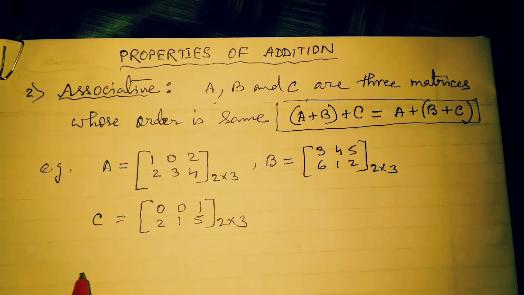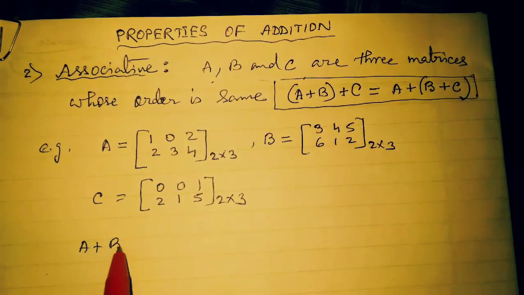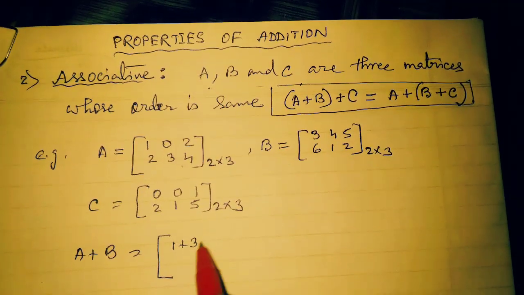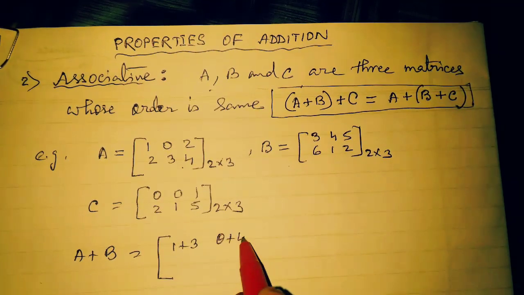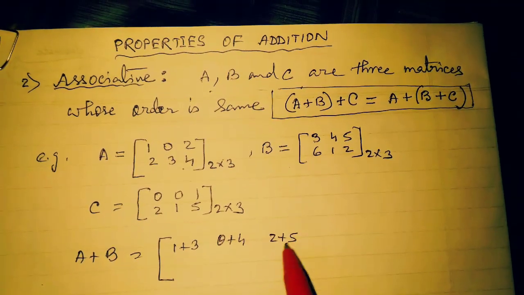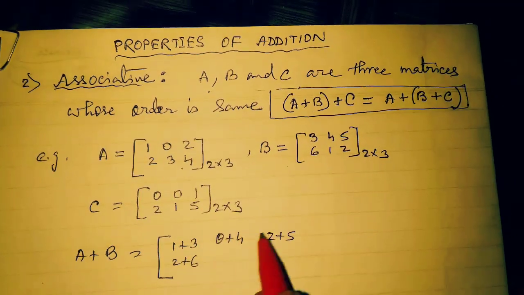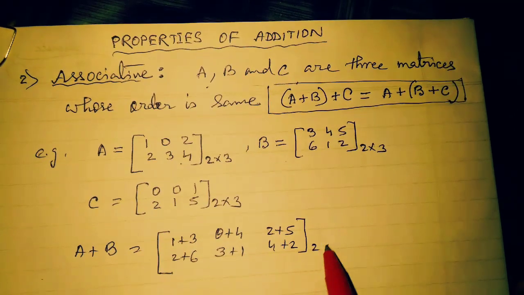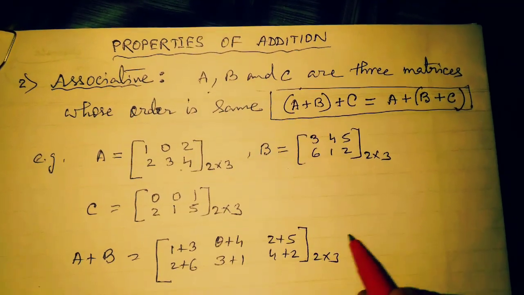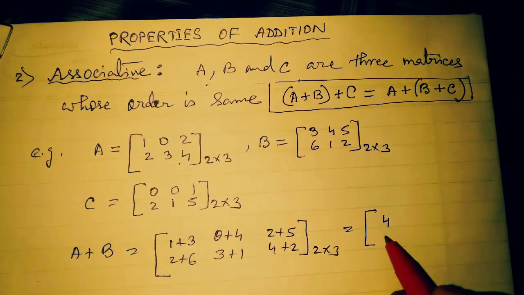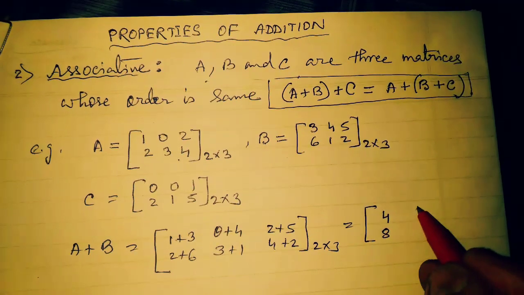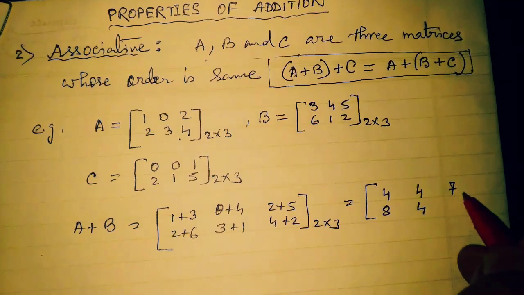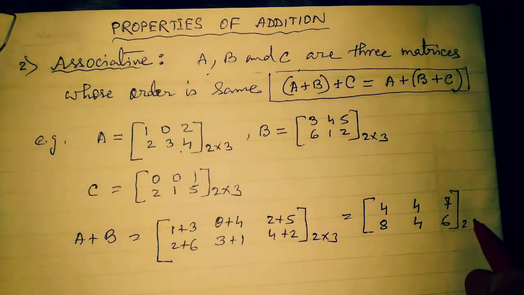First of all, we'll add A with B. Adding, we get 1 plus 3, 0 plus 4, 2 plus 5, 2 plus 6, 3 plus 1 and 4 plus 2. The order is 2 into 3. So 1 plus 3 is 4, 2 plus 6 is 8, 0 plus 4 is 4, 3 plus 1 is 4, 2 plus 5 is 7 and 4 plus 2 is 6. The order is 2 into 3.